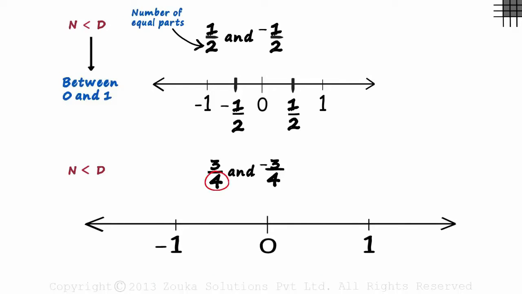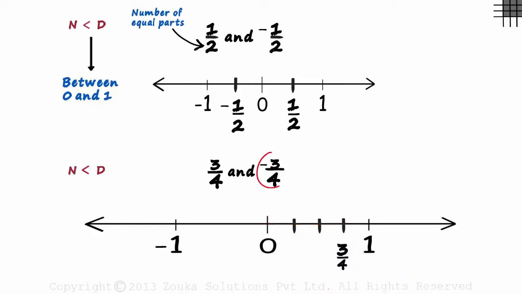Remember, the denominator tells us the number of equal parts. Since the denominator is 4, we divide the length between 0 and 1 into 4 equal parts. Drawing these 3 lines gives us 4 equal parts. Now we move to the numerator. The numerator tells us the number of parts from the number 0. Since the numerator is 3, we move 3 equal parts from 0. 1, 2 and 3. So we mark 3 by 4 here.